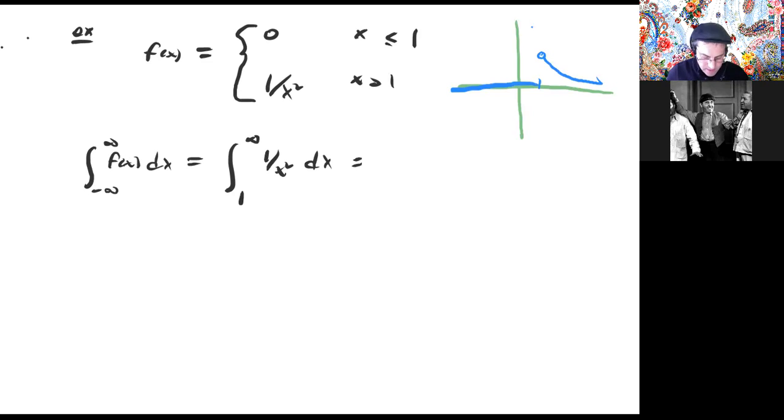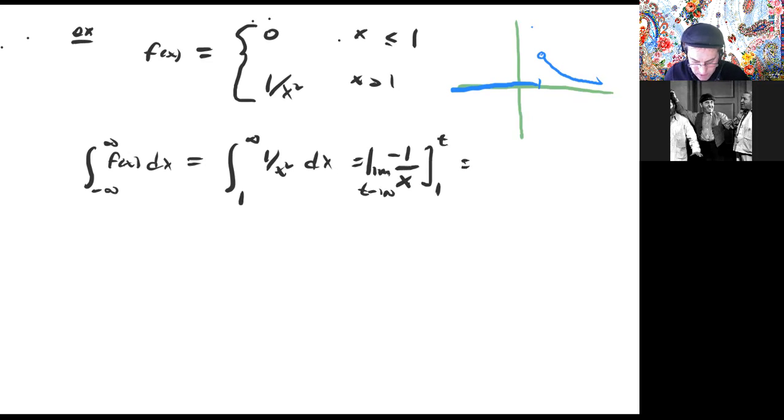So that's x to the minus 2. So the antiderivative is minus 1 over x. And we have to evaluate it. This is an improper integral, so I'm going to evaluate it from 1 to t and then send t to infinity. And this becomes what?